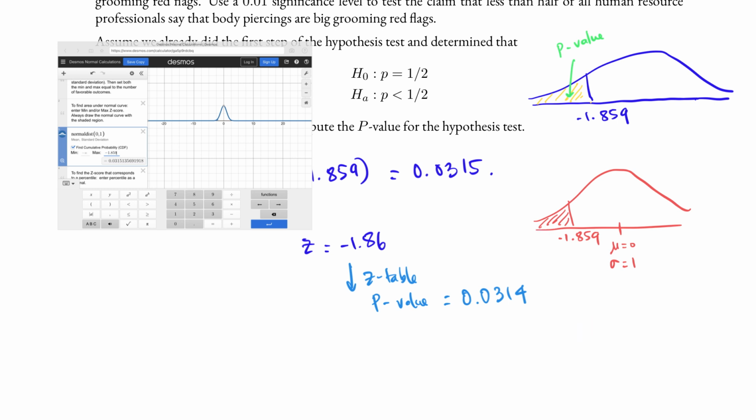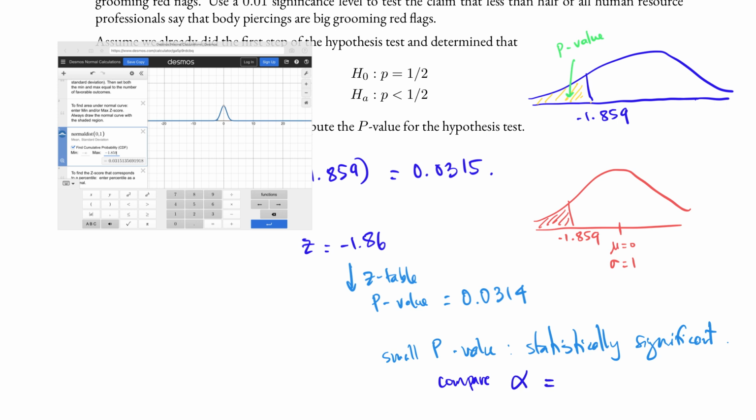And so with a small p-value, we would say that the test is statistically significant. But how do we determine whether the p-value is small? That is when we compare this p-value to the significance level alpha. The significance level alpha in this case is 0.01. So compare this p-value to this alpha. Is it small? The answer is no, because 0.03 is more than 0.01.